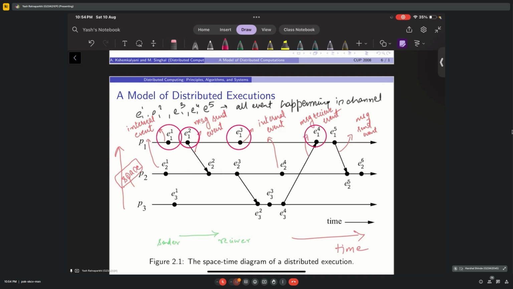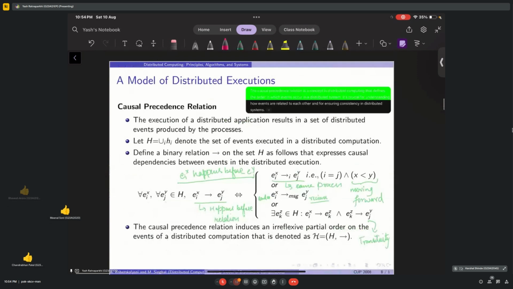It is receiving a message, so this is the message receive event. So what three events did we learn in total? First is the internal event, second is the message send event, third is the message receive event. All these events you are able to see in this graph. I hope this is clear to you, how things are happening and how things are working. Cool, makes sense.